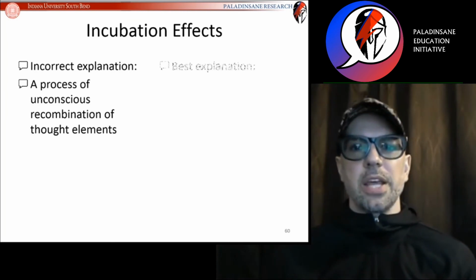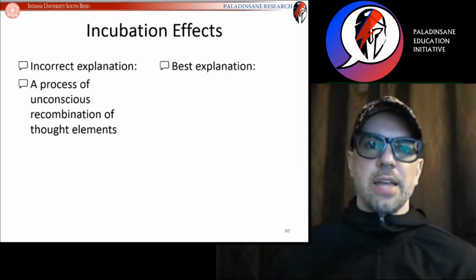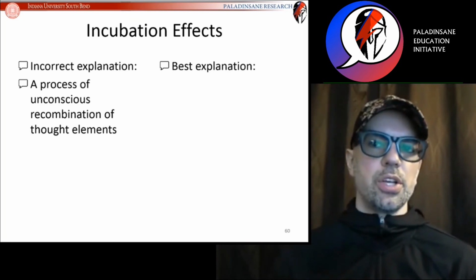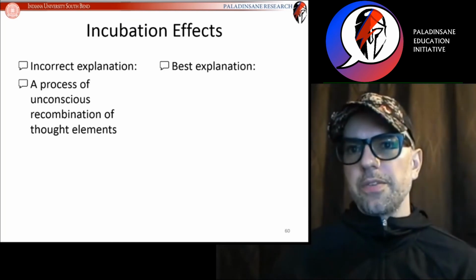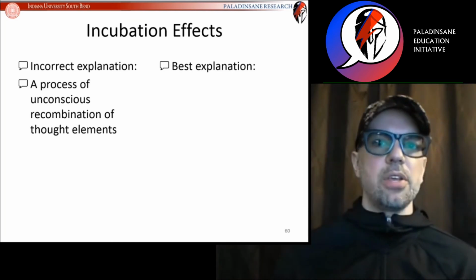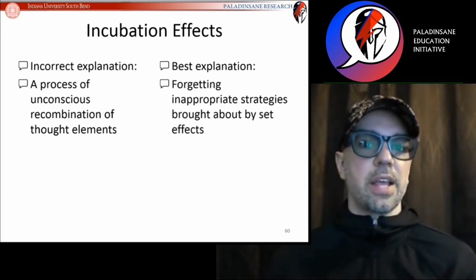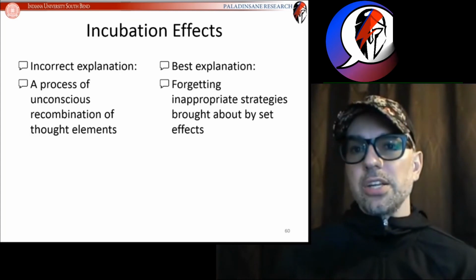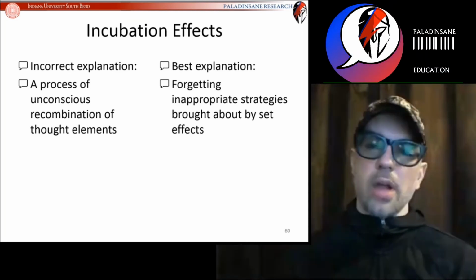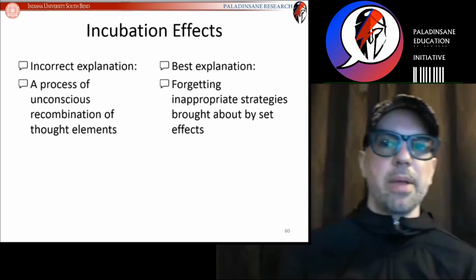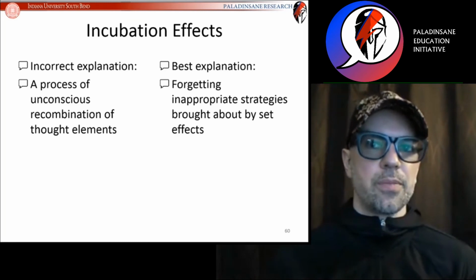But the current best explanation is that this time away is allowing you to restructure this problem. This time away is allowing you to break functional fixedness. This time away is allowing you to break your mental set. Basically, this time away is allowing you to forget those inappropriate strategies that you were using that were brought about because you were trapped by these set effects. You were trapped by mental set. You were trapped by functional fixedness, so you couldn't restructure this problem.